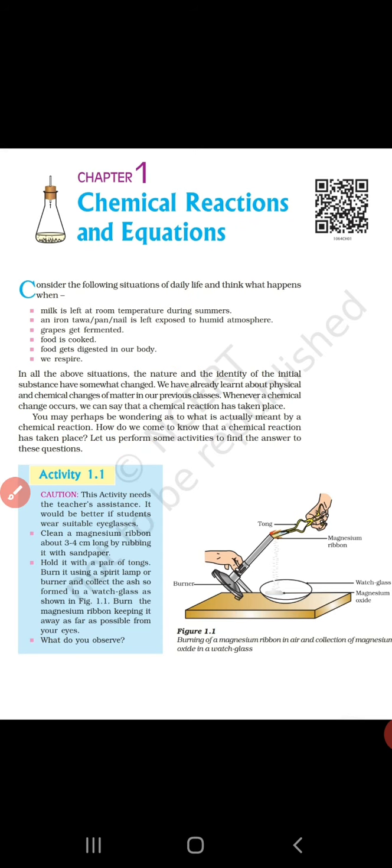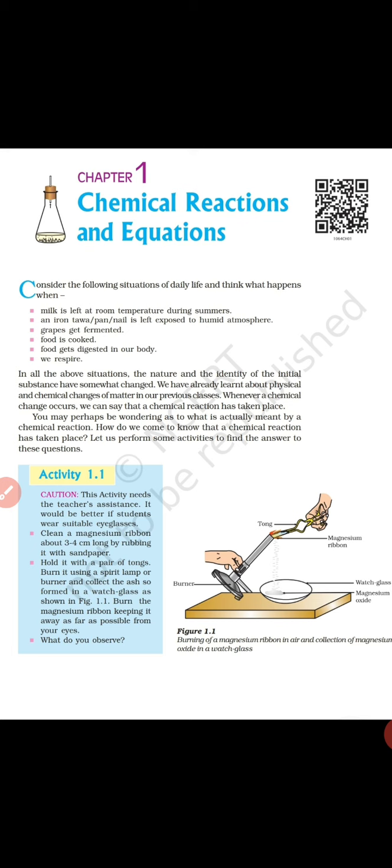Now let us read first. Consider the following situations of daily life. Milk is left at room temperature during summers. If we keep the milk at room temperature in summer, there will be changes. These changes are chemical changes, because the chemical properties of milk also change. Milk gets converted into curd, and its properties and appearance both change. So this is a chemical change.